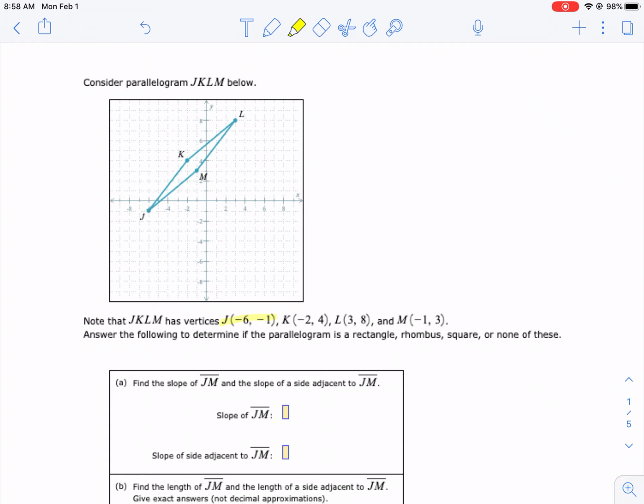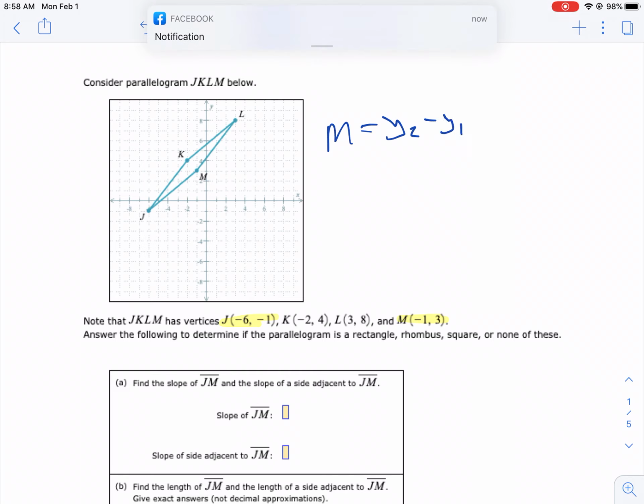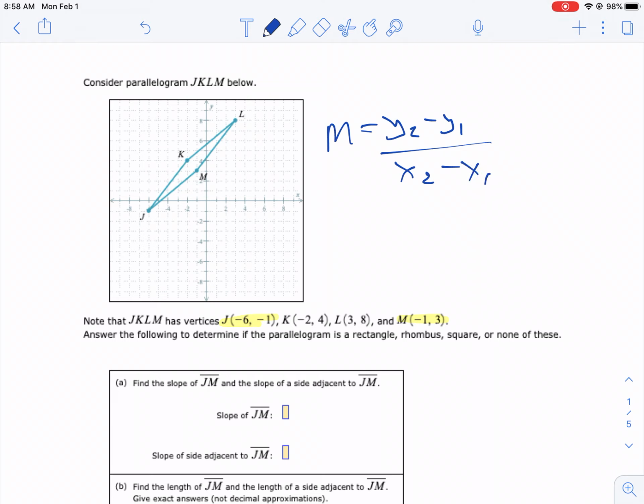So I'm going to highlight J and M here. Remember, our slope formula is y2 minus y1 all over x2 minus x1. So we're going to do that for JM. I'm going to say 3 minus a negative 1 all over negative 1 minus a negative 6. Well, 3 minus a negative 1 is 4. Negative 1 plus 6 is 5. So the slope of J to M is 4 over 5.